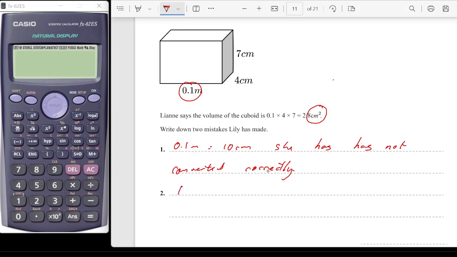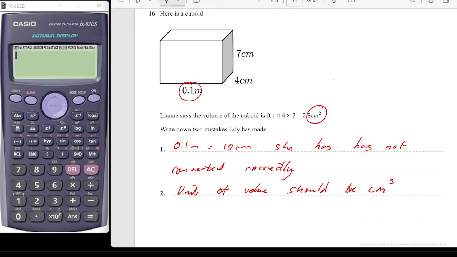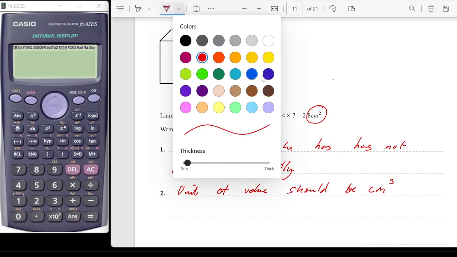that. Unit of volume should be meters cubed. Centimeters cubed, because that's the unit that we're using. Centimeter squared would, of course, be a unit of area. Okay, so marks for that then.